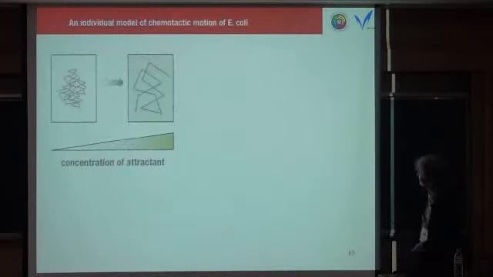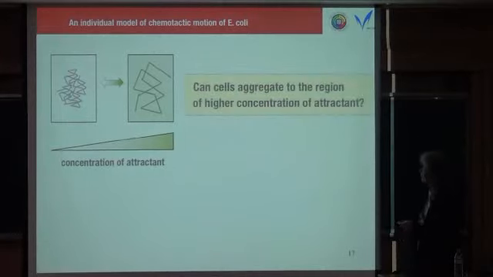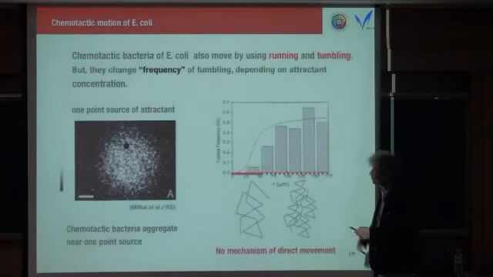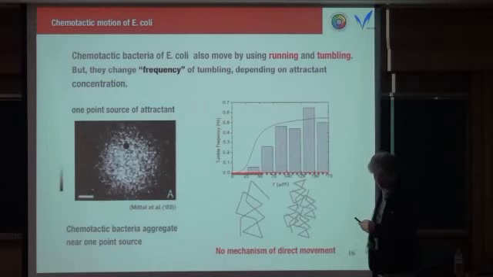Okay, so I will show a very naive question. Can cells at the population level aggregate to the region of higher concentration of attractant? Each cell cannot do that. But if you look at the population level, can they aggregate? Of course, I will show the aggregation.